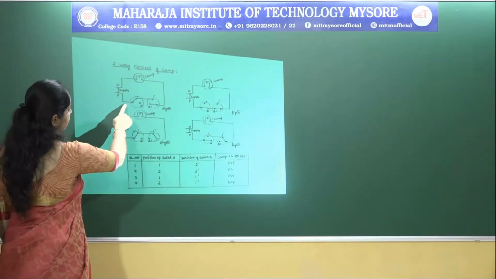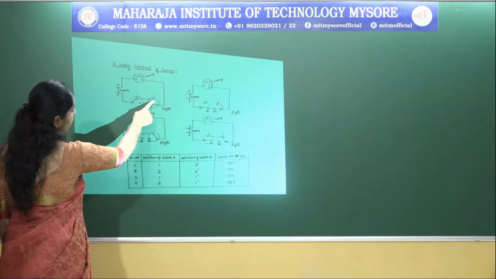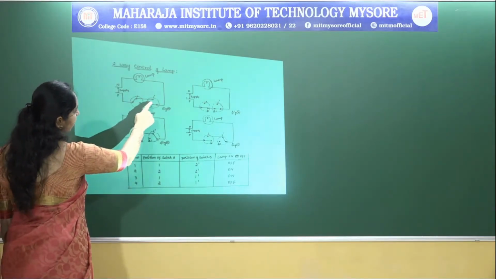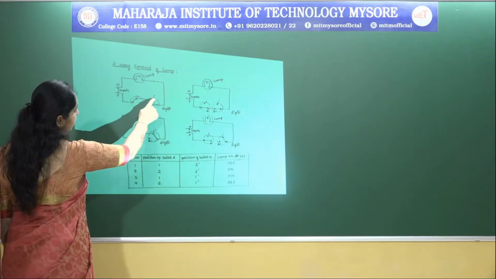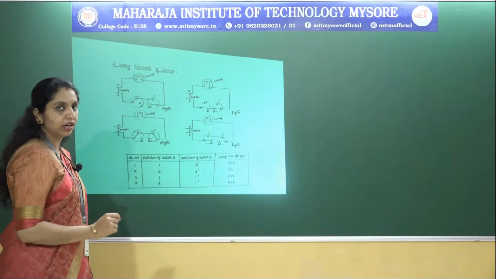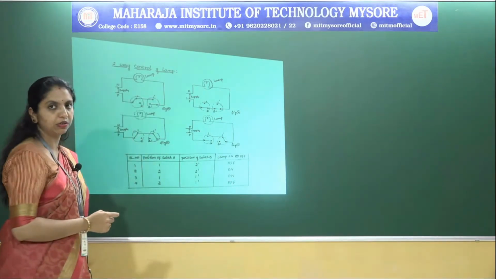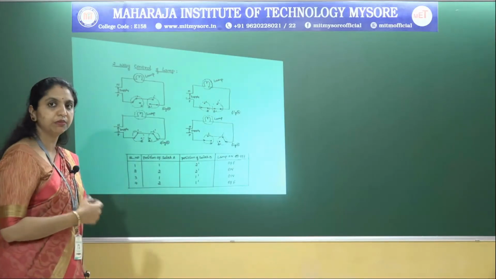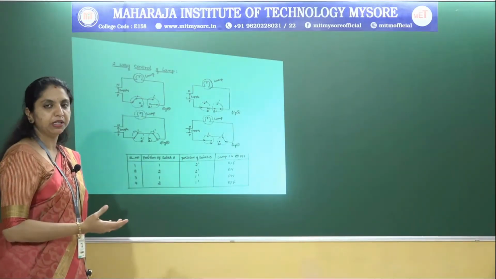In the first case, 1 is connected to 1 dash, but 1 dash is not connected to 2 dash, because this connection cannot be done. 1 dash and 2 dash cannot be connected. In this case, what happens? The circuit becomes an open circuit, so there will not be any current supply in the circuit.